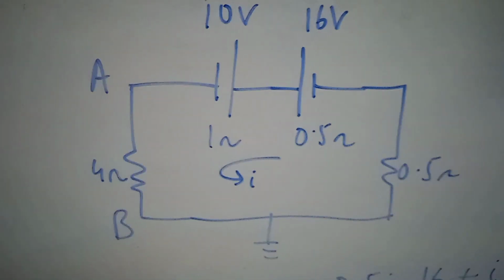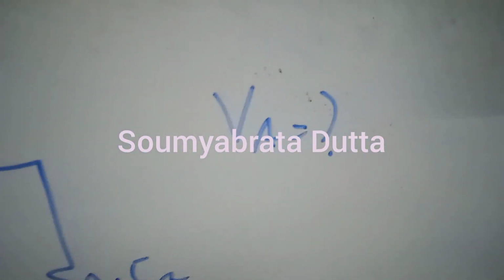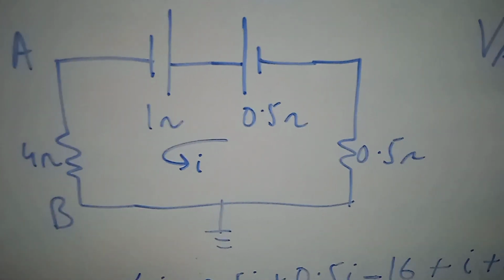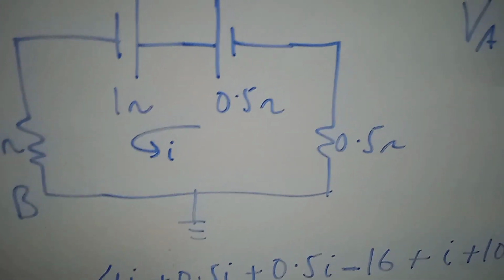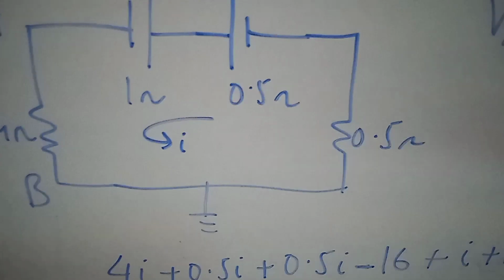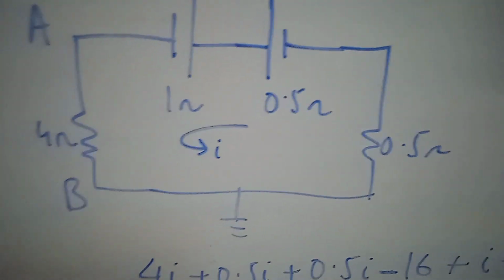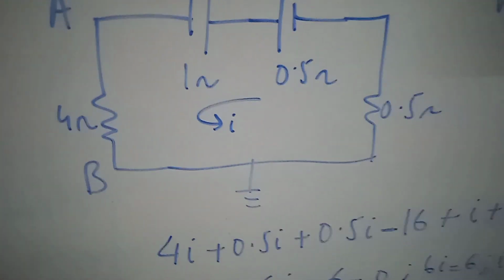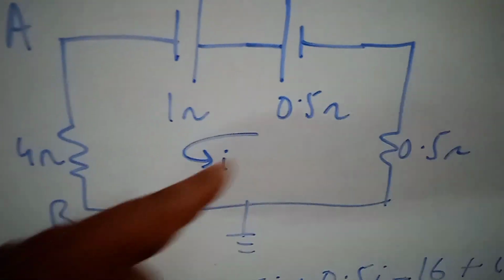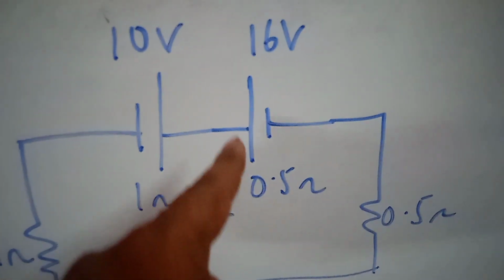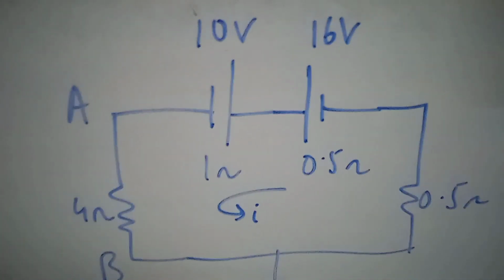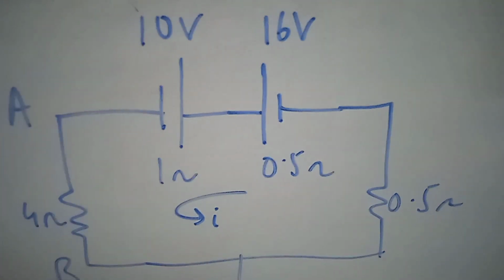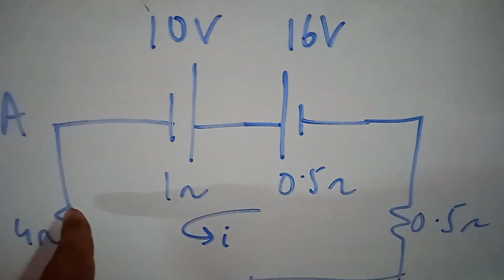They have asked the question: what is the potential at A? First of all, according to Kirchhoff's voltage law, the summation of EMF and potential differences in a closed circuit is equal to 0. Since 16 volt is the highest EMF source, higher than 10 volt, the current will definitely pass through this side.